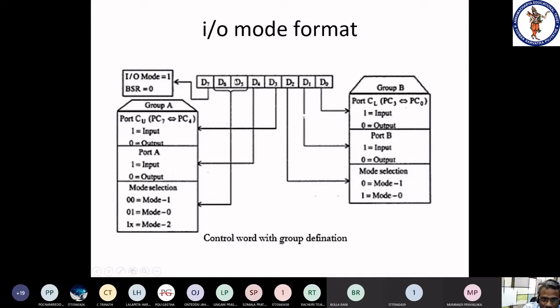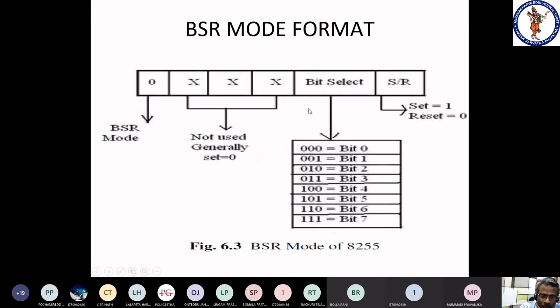That is why two bits are allocated to select any one of the modes of the 8255 used for data transfer. Here it is reversed, please change this part. Mode 0 is 00, 01 is for mode 1, and 1 with don't care is for mode 2 operation. So this is, at a glance, the IO mode format.